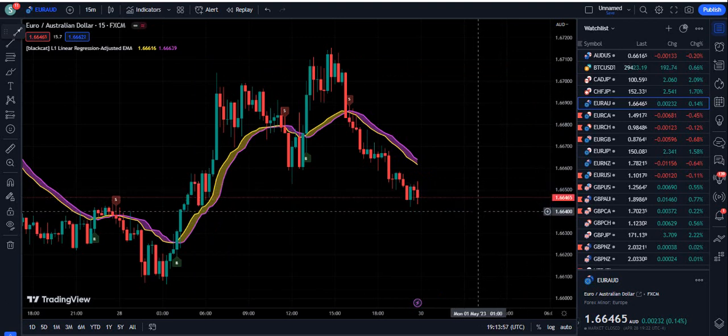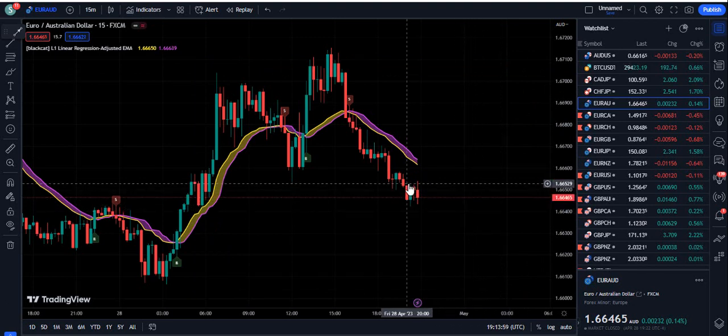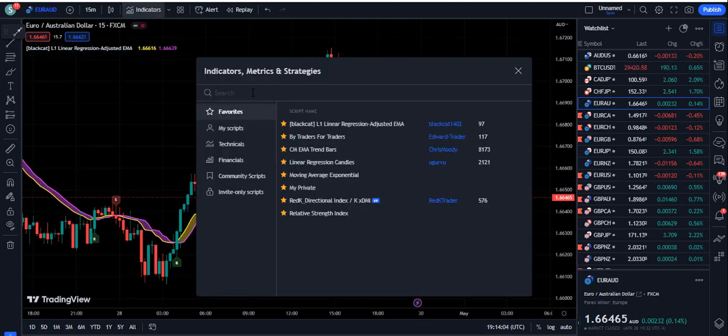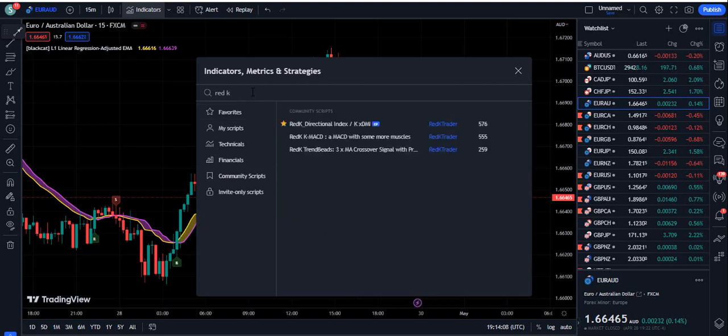Okay. And now we are going to the second indicator, and we will do some important settings in this indicator as well. But right now I'm going to add the second indicator, and for this I would like to write Red K. When you write Red K on TradingView, this indicator will come by Red K Trader, and it is called Red K Directional Index, KXDMI. That indicator has instantly become Editor's Pick, and you can see 576 numbers in front of that indicator.